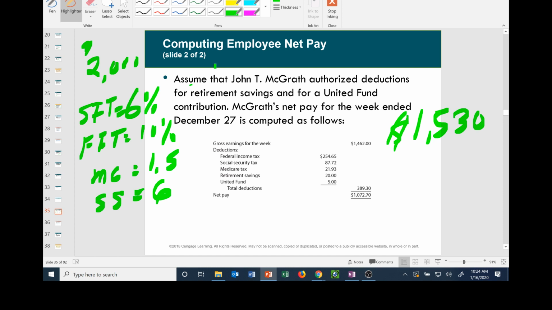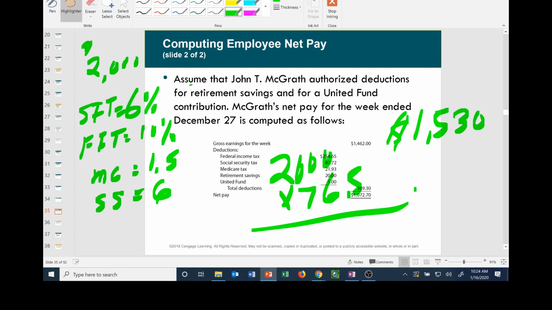This is a fast answer though. How much is 10, 6, and 6 and 1.5? What do those taxes add up to? 23 and a half. You could have multiplied the 2,000 times 76.5%. Does that give you 1530? That's just a shortcut. But you got to do them individually because you're going to have to make a journal entry.